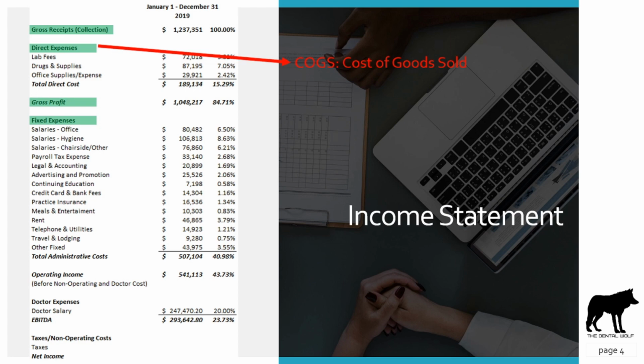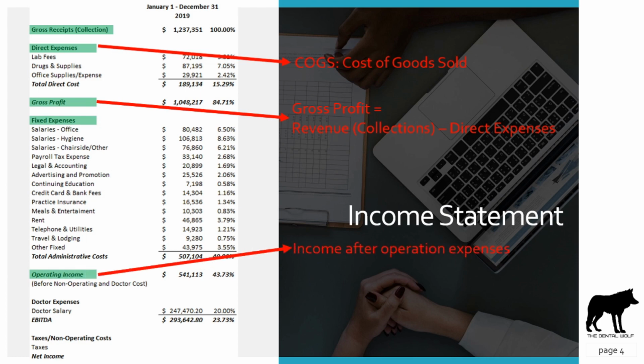Then we have gross profit. Gross profit you can think of as basically the revenue generated from the sale minus the direct expense. So it's like after I have my hot dog and I've sold it, how much did I actually make after I've paid for the hot dog, the bun, and all the toppings? And then you have operating income. Operating income is a similar idea. It's just the income after the operating expense. And operating expenses include the direct and fixed expenses.